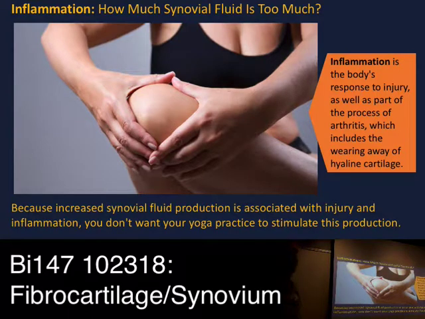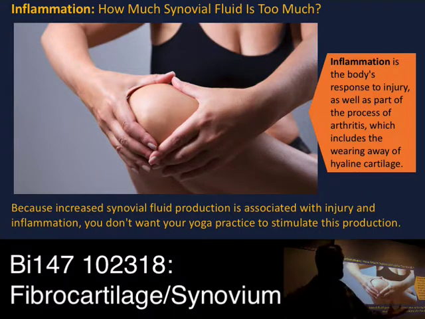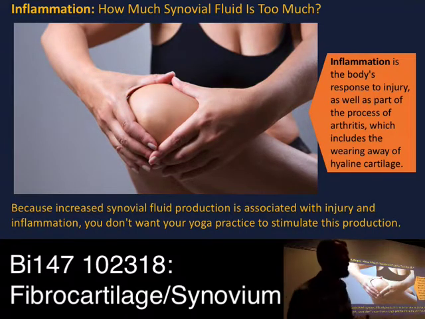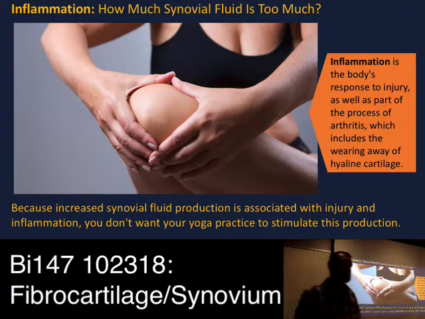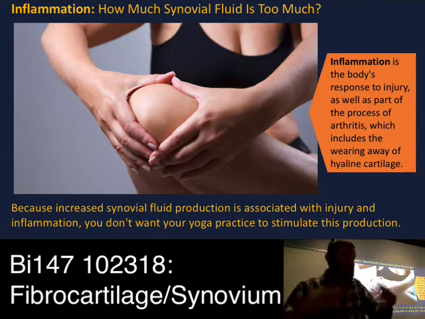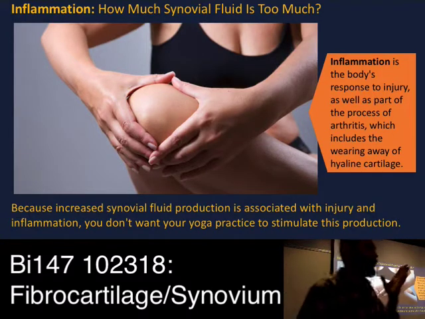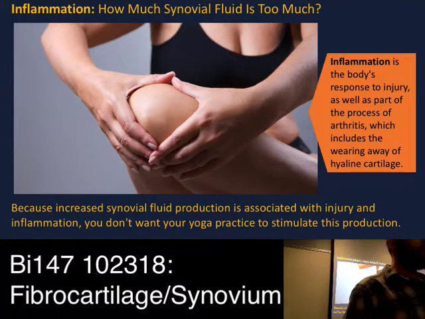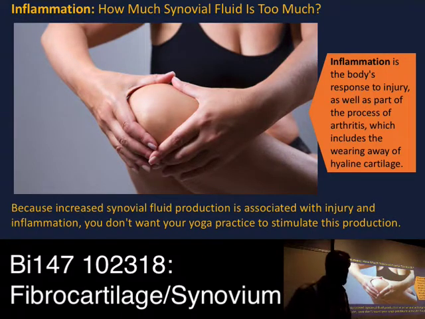How much synovial fluid is too much? So you may think, wow, the more synovial fluid, the better my joints are going to be. That's not actually the case. Oftentimes, synovium responds to injury by producing more synovial fluid, and you get this edema. So say you injure a joint. Everybody's probably sprained their ankle before. Has anyone not sprained their ankle? Okay, well, lucky for you.